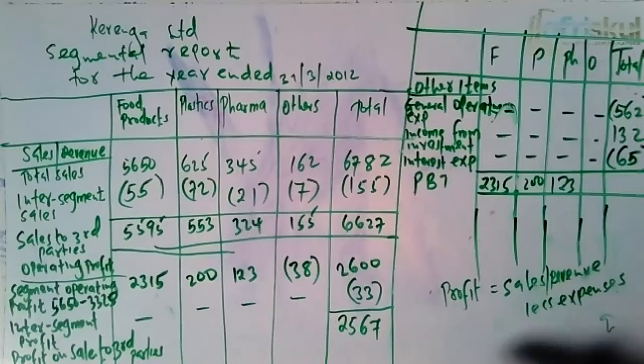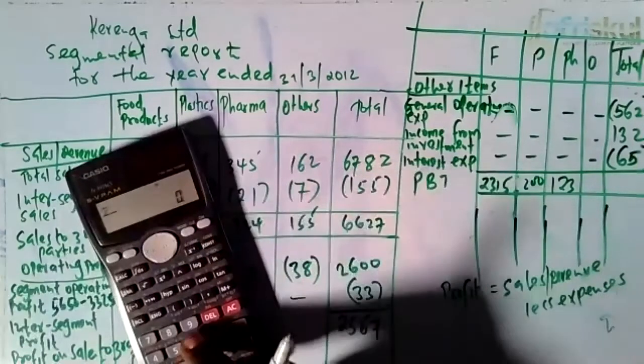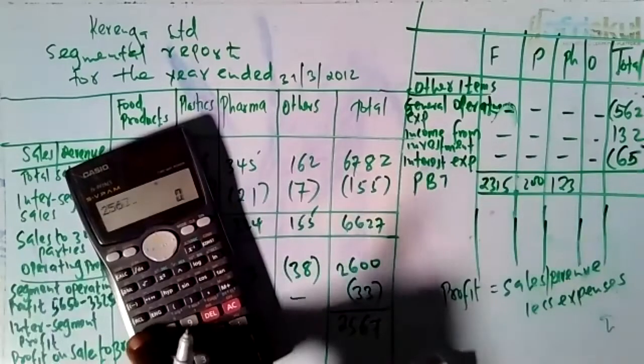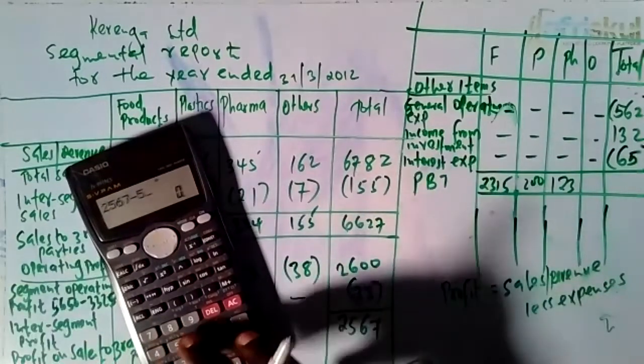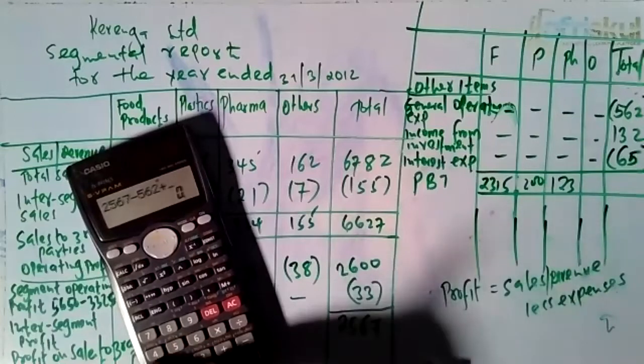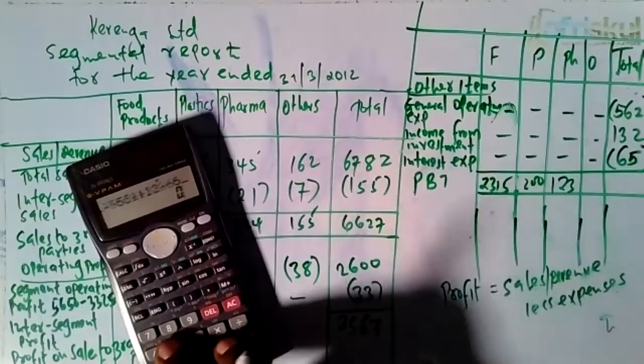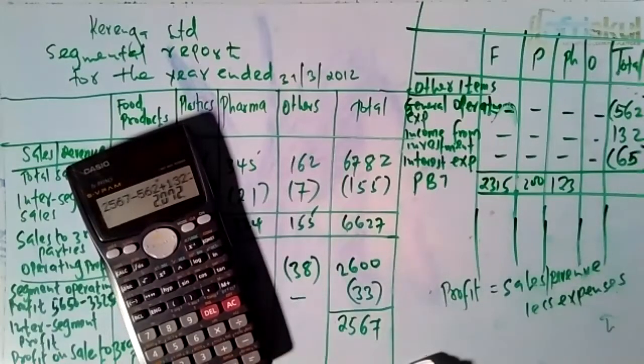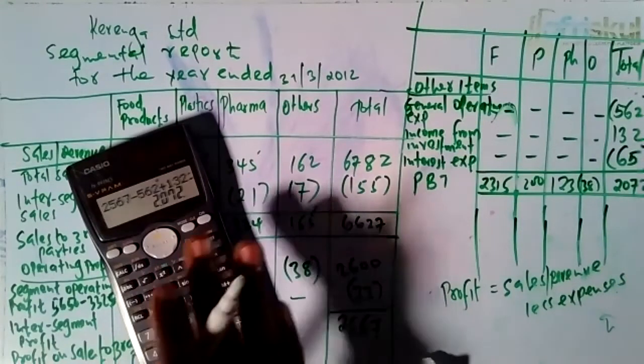Then on the other side, I will take 25,67, minus 562, plus 132, minus 65. That is all about this one; it was a negative. Then this one is 2072. So that is 2072.